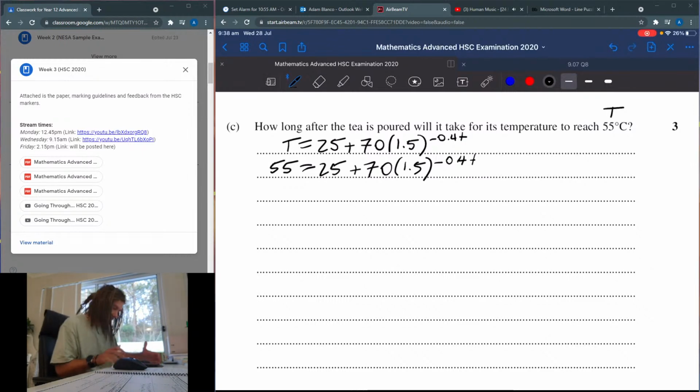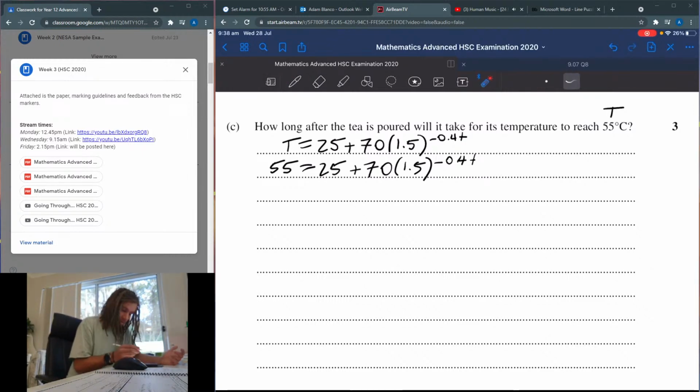It's just rearranging an equation. Now, all I need to do is rearrange it for T. Now, it sucks because there's so many things in the way. There's this, then this, and then this. So I've got a lot to move. Let's move the 25 first.